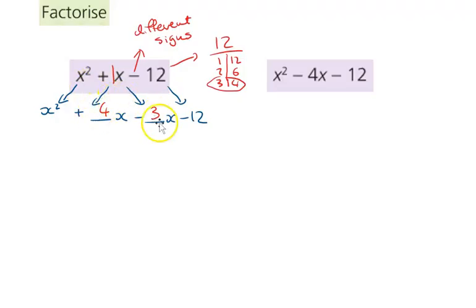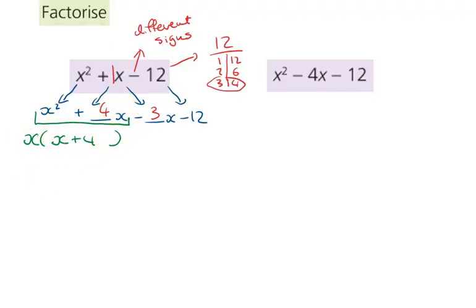So 4x minus 3x gives me 1x. Now make sure the 4 is positive and the 3 is negative in this case, because if it was the other way around, you'd end up getting minus 1x, which is not what we have here. I then factorize the first two terms. The highest common factor is going to be x. So x squared divided by x is x, and 4x divided by x is 4.